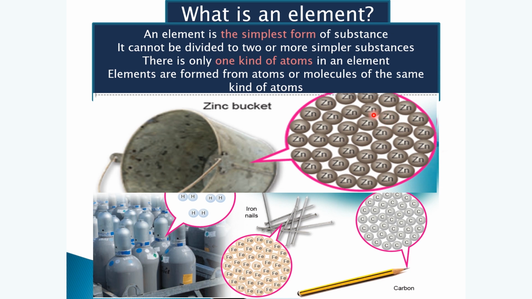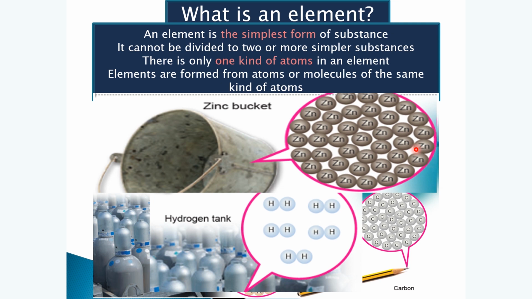Elements are made up of only one kind of atom. For example, zinc is made up of only zinc atoms. Elements are formed from atoms or molecules of the same kind of atoms. For example, hydrogen gas is formed from hydrogen molecules which consist of the same type of hydrogen atoms.